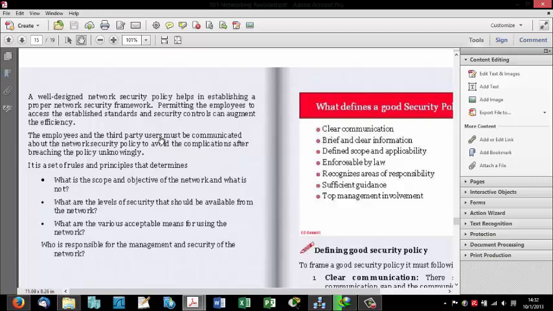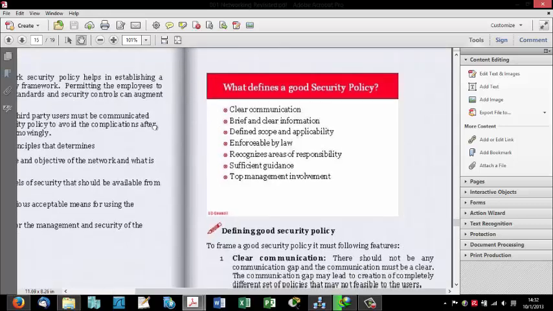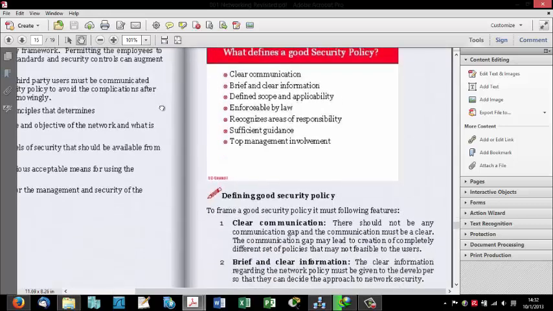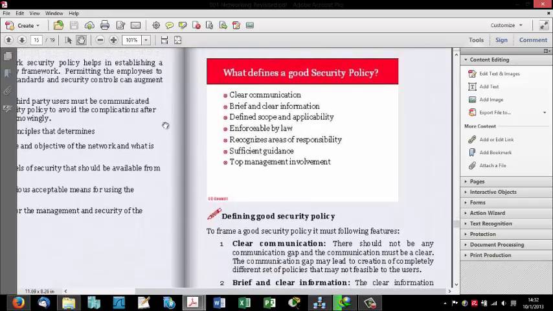So what defines a good security policy? If it should be a good security policy, what are the things which should be defined? First thing is clear communication. Second thing, brief and clear information.